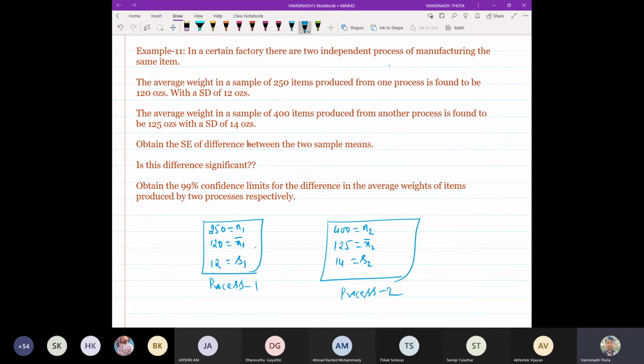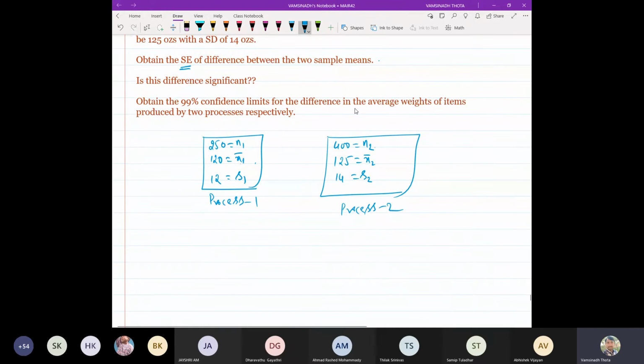Now obtain the SE. SE stands for standard error of the difference between the two sample means. That is one question. And is this difference significant? That means whether the difference between the sample means is significant or not. And finally, we need to obtain some confidence limits for the difference in the average weights of the items produced by two processes. Read carefully: difference between the average weights of items produced by two different processes.